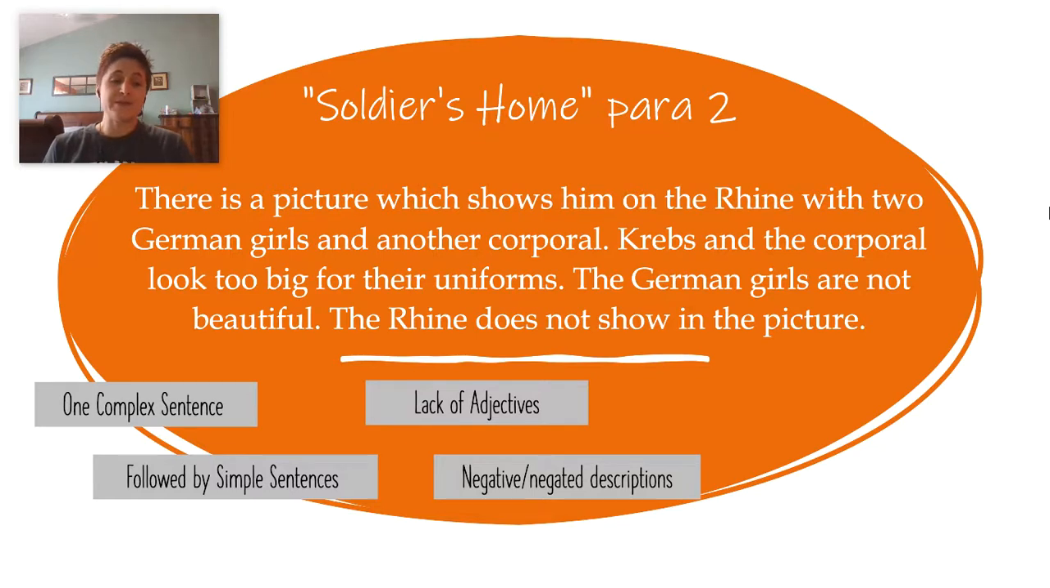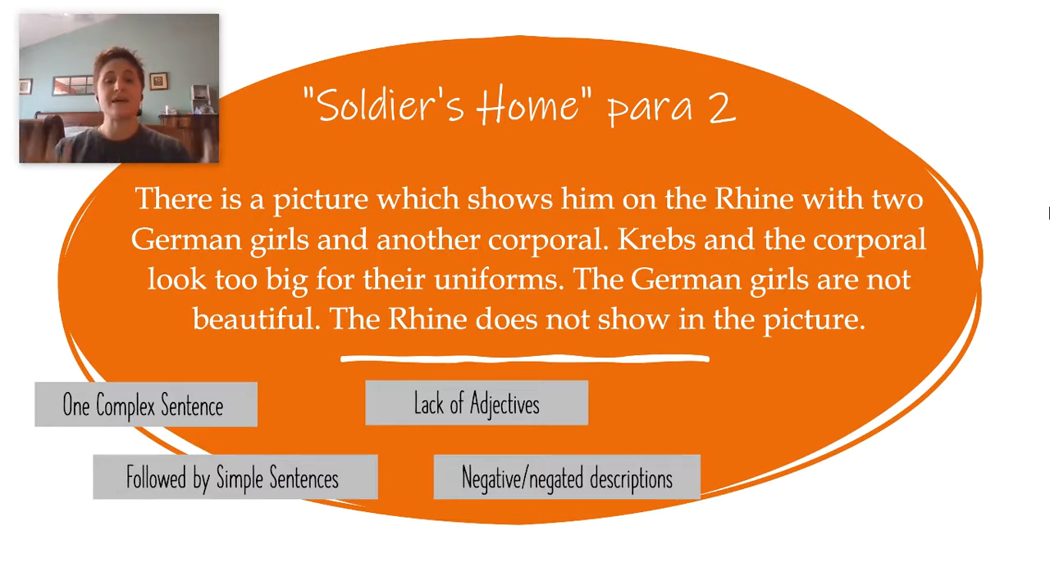And so what can we do with this analytically? Well, we can establish the tone of just how it gets more and more defeated by the end when the Rhine is not even there. And so we had an expectation, but reality did not meet that expectation. And that is very similar to Krebs's war experience and this tone of being let down, of everything being kind of empty. Like this, there is a picture is all that remains.